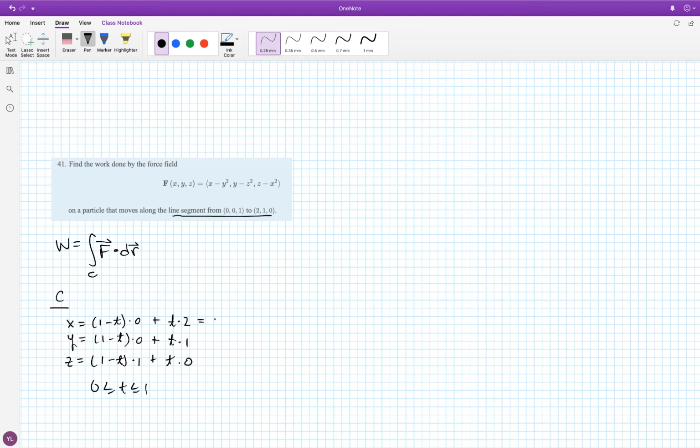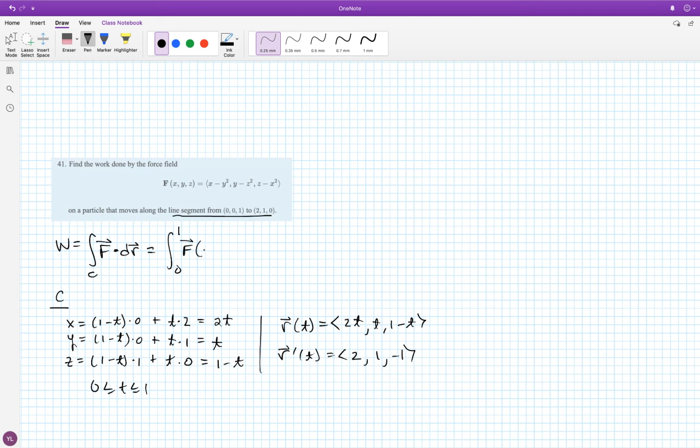So the x component here is 2t, y component t, and z component 1 minus t. So here's your parameterization of that line segment connecting (0, 0, 1) to (2, 1, 0). We're also going to need the derivative of this vector curve, and then we fill out the line integral. So integral from 0 to 1, we plug the parameterization into the vector field, and then dot that with r prime.